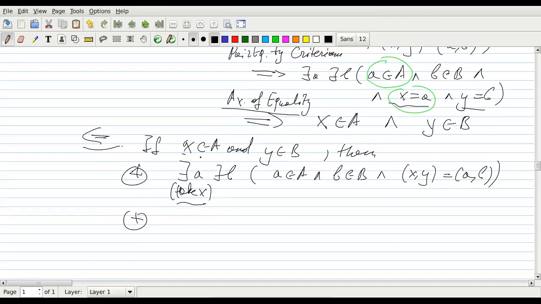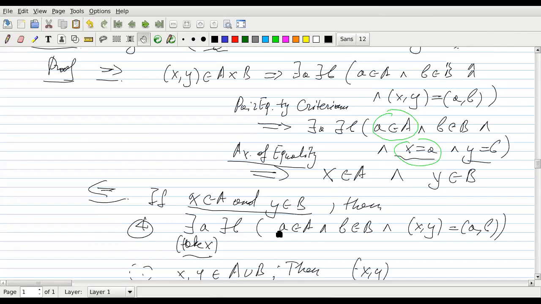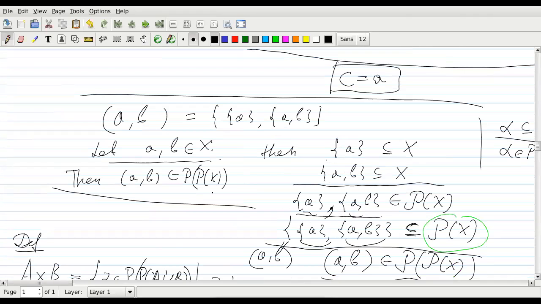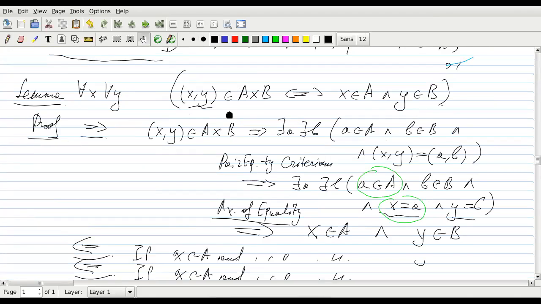And also, then we know x and y are elements of the union, as x is an element of A and y is an element of B. Then we know that they are a pair according to our remark. According to our remark, their pair is an element of P of the union.